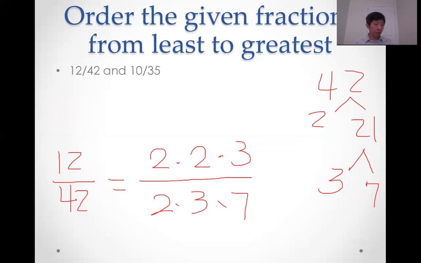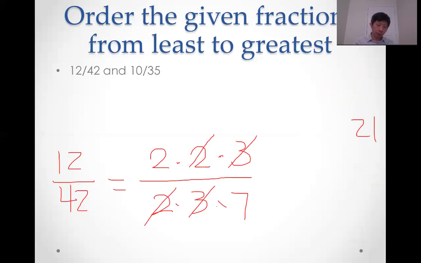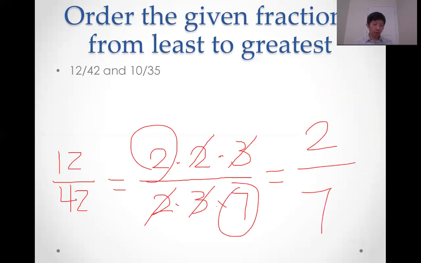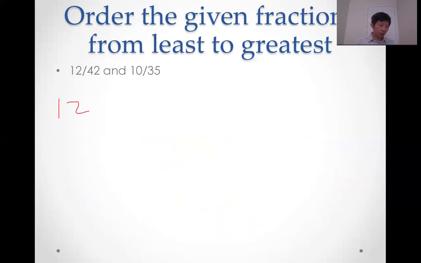So now, which one can we cancel? Cancel 2, same number, right? So therefore, I'm gonna erase this. All right, so we have the same number. So what's left over? We have a 2 put in here, and 7 put in here. So therefore, it's 2 over 7, okay? So 12 over 42 is 2 over 7, okay?